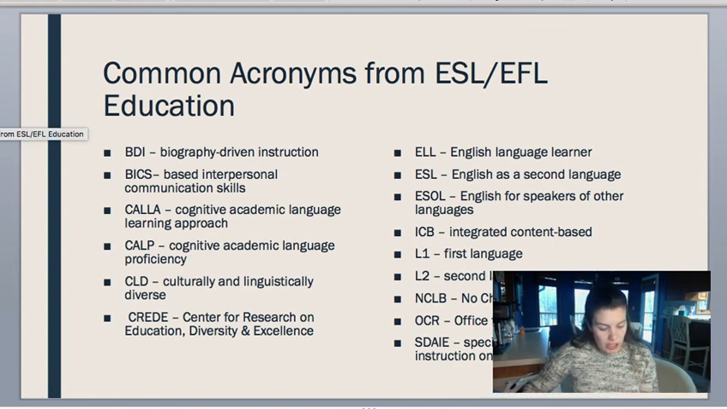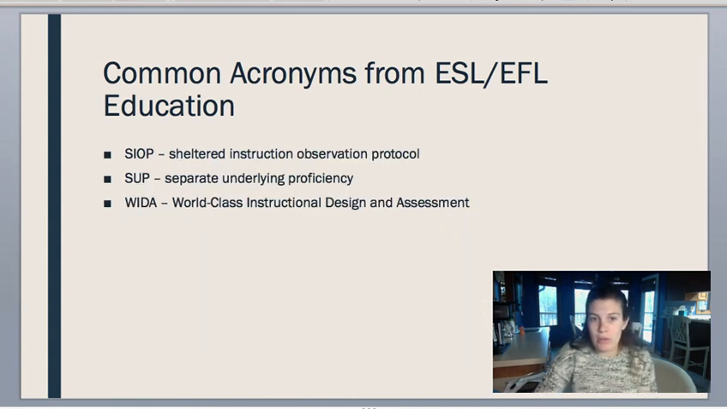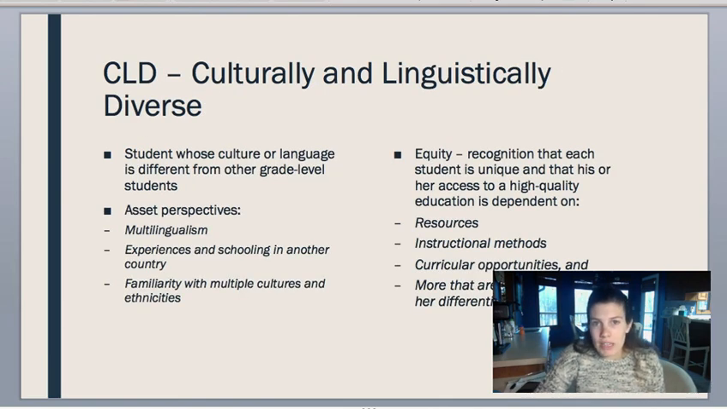I encourage you to know the frequently used terms and acronyms. There are quite a few of them. If you want to make note cards, that might be beneficial, or at least write them down so you can have reference points when reading through your textbook. On slide 3, there are also a few more common acronyms for ESL and EFL education. So CLD, like I said, is culturally and linguistically diverse. And what this is, it's students whose culture or language is different from other grade level students.